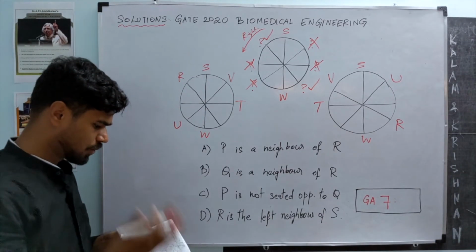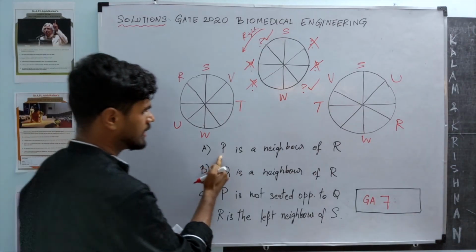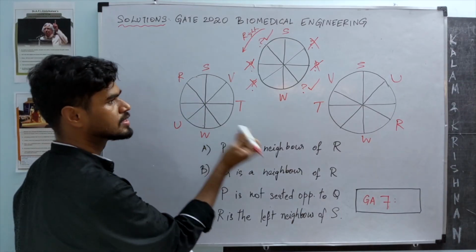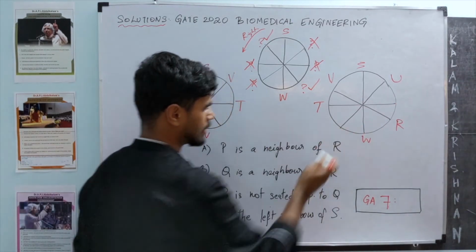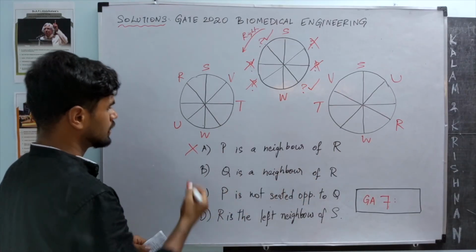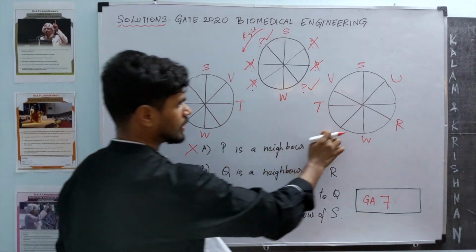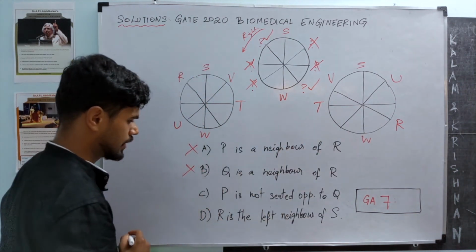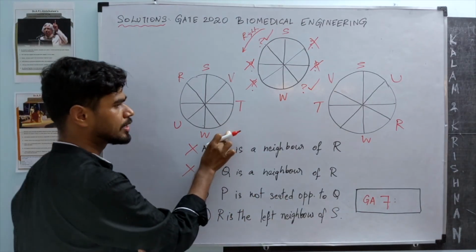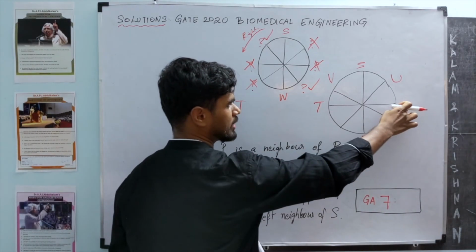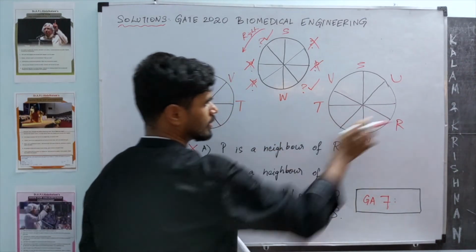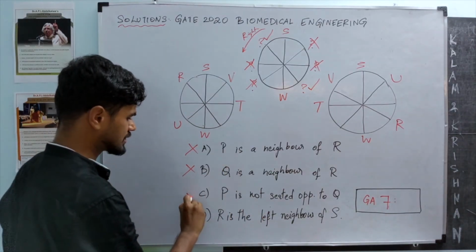Okay. So now let's look at the possible choices. P is a neighbor of R. Okay. P can be either here or here. Similarly, here P can be here or here. So not necessarily. Q is a neighbor of R. Again, Q can be here or here, here or here. So not necessarily. Okay. P is not seated opposite to Q. If P were here, Q needs to be here. Similarly, if P were here, Q needs to be here. So in either case, whether P is here or here, here or here, P won't be opposite to Q. So this is the right answer.